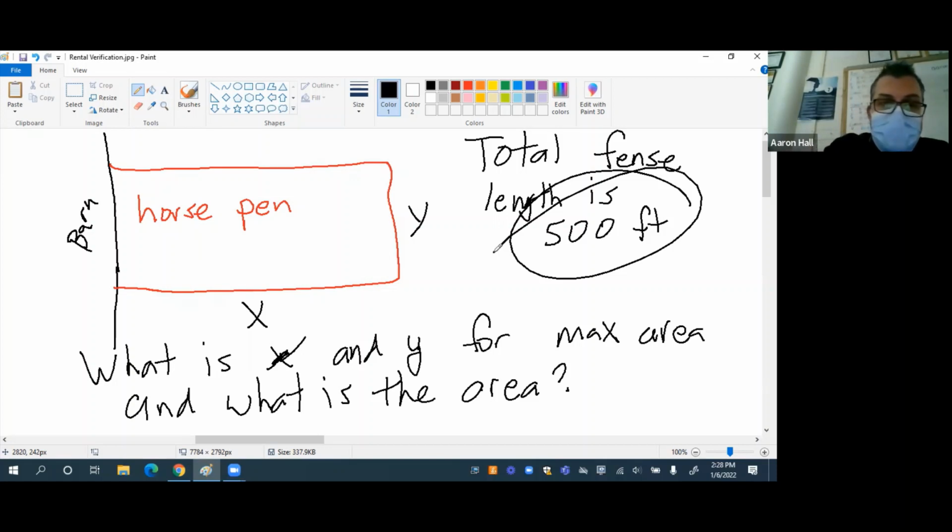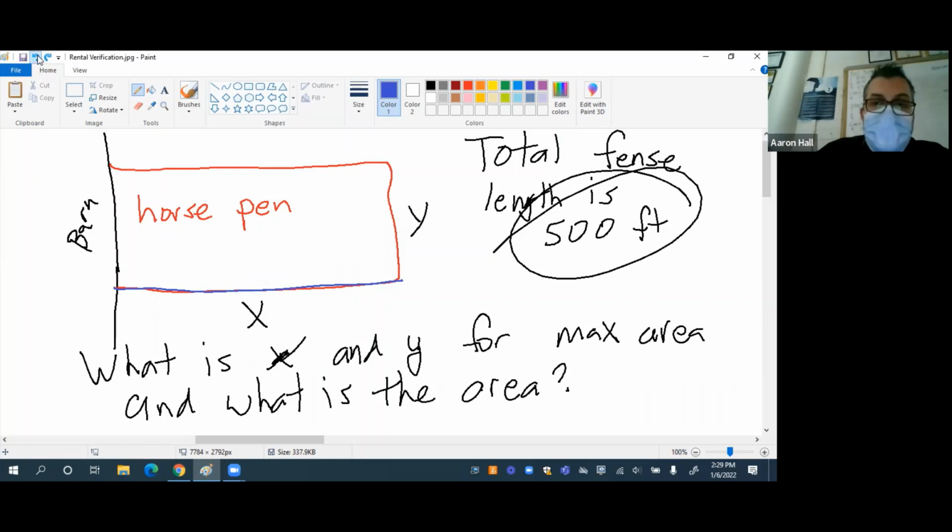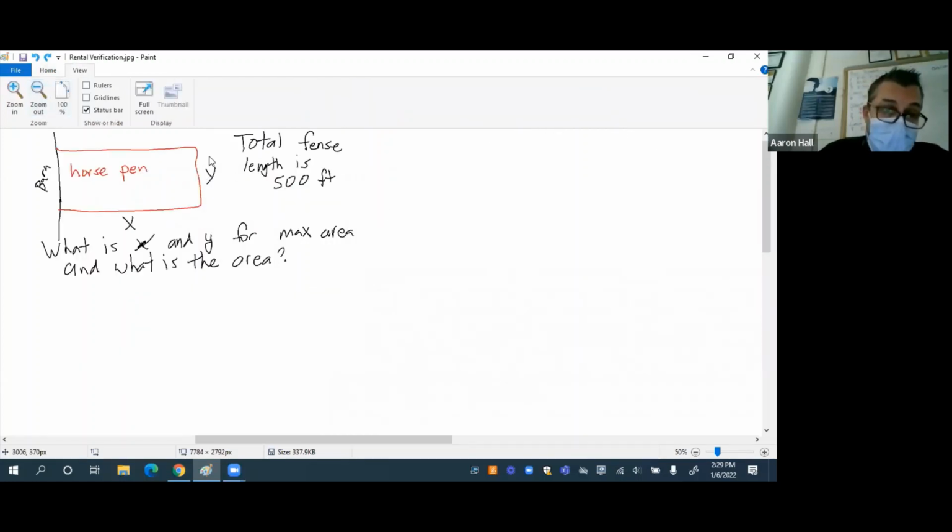Yeah, so here's one fence side, that's 250. And then the other one here is 250. There's no more fence for the Y value, and so there's no area then. So I'm looking for the maximum. What does X have to be so that I have a maximum area? Does everybody understand the question? Does anybody have any suggestions of how to go about finding this answer?